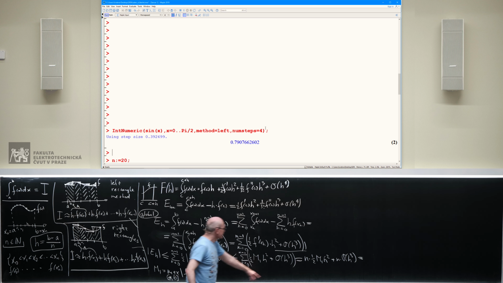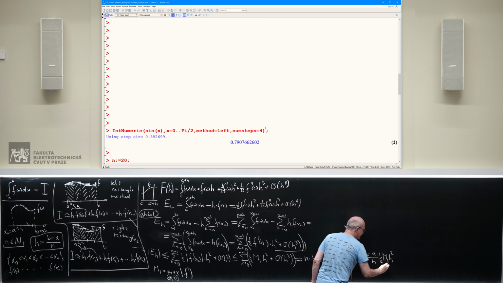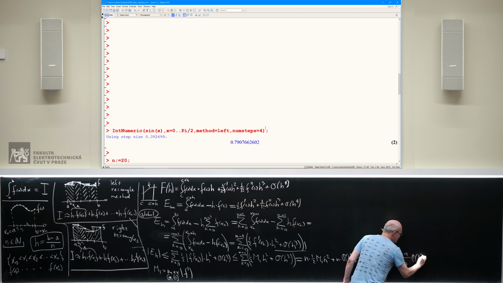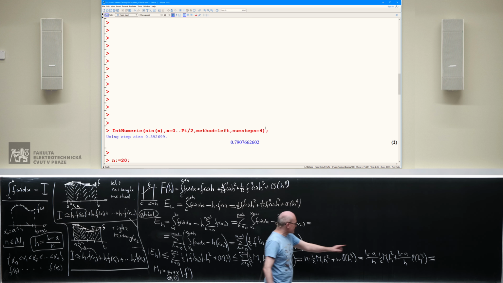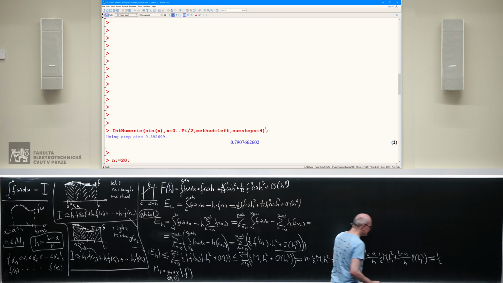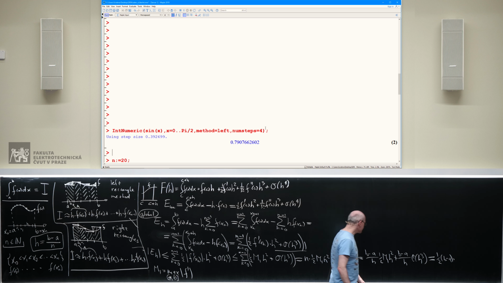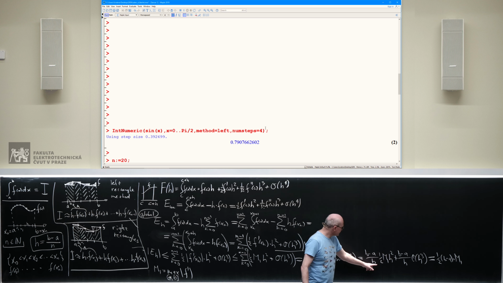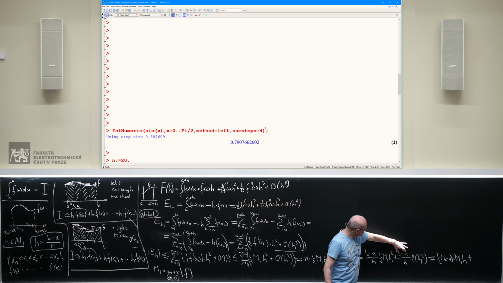So n gets replaced with (b minus a) over h times 1 half m1 h squared plus (b minus a) over h times O(h cubed), which is, now it gets interesting. Okay, I see 1 half. I see b minus a. I see m1. I see h squared divided by h. And that's it. And here, b minus a is a constant.